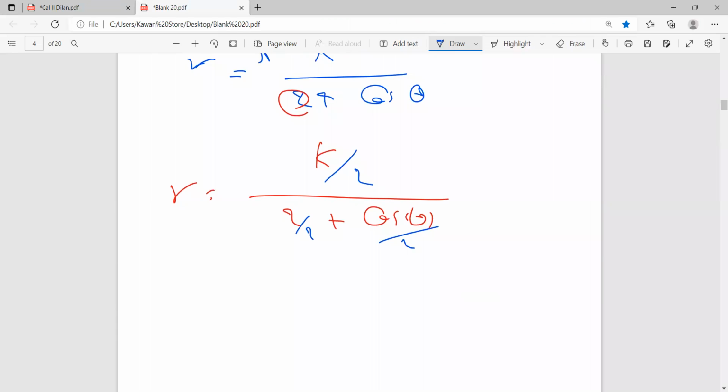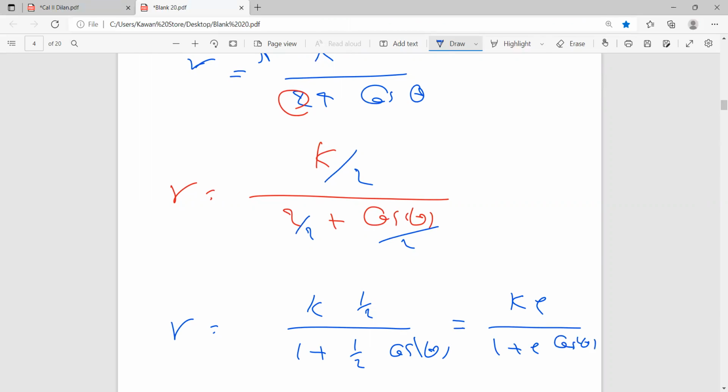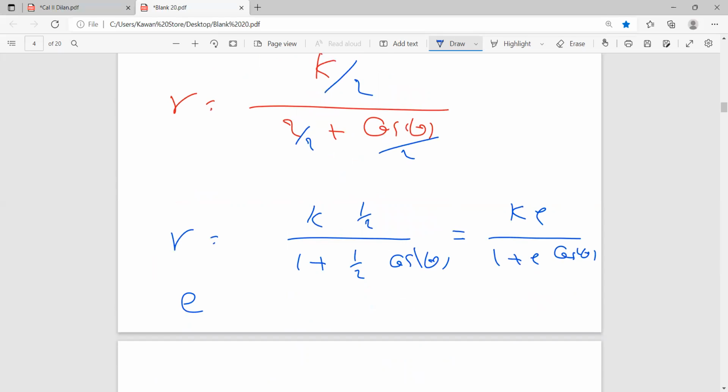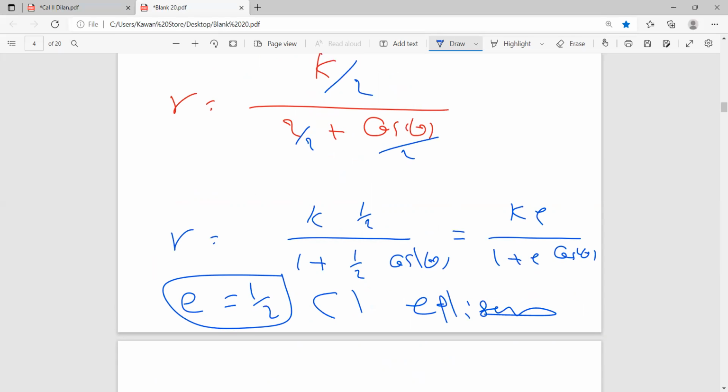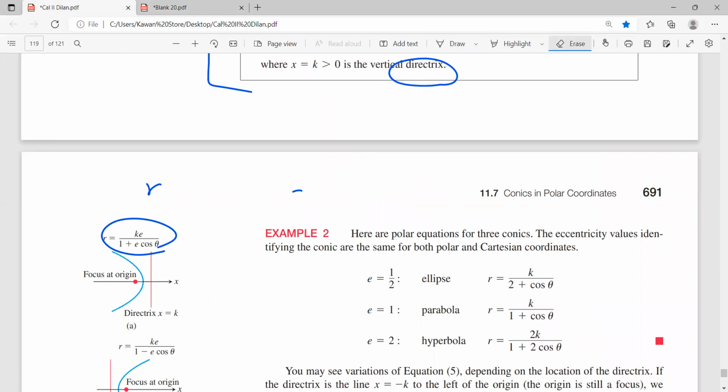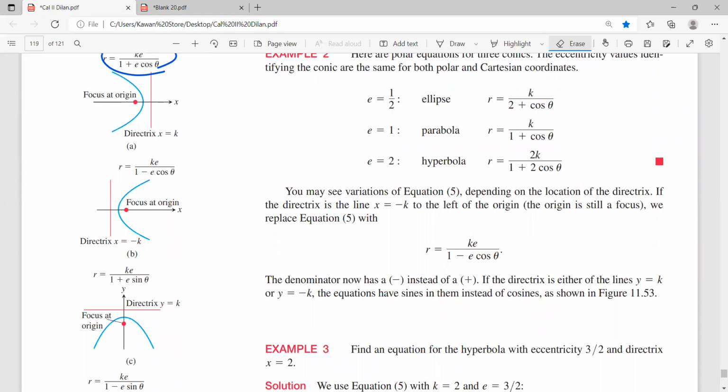Good. So in that case, R will be K times 1 over 2, over 1 plus 1 over 2 cosine theta. Am I right? And if you compare with KE over 1 plus E cosine theta, E is equal to 1 over 2. So E in that example is equal to 1 over 2. Tell me about the shape: is it an ellipse, parabola, or hyperbola? Because it's less than 1, it is an ellipse. That's all. Easy, right? You got the idea?